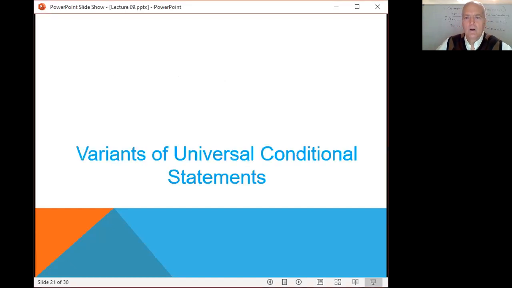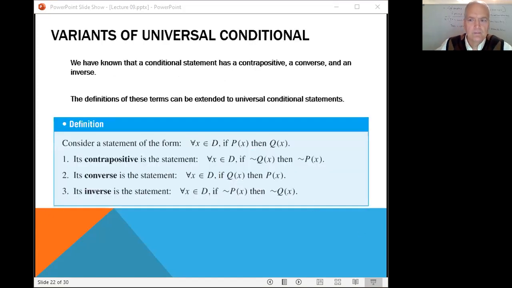Okay, let's look at our usual suspects in terms of the variants of universal conditional statements: the contrapositive, the converse, and the inverse. So we've gone over these in chapter 2, and we'll go over them again here. They're going to be intuitively obvious. So again, we have conditional statements that have a contrapositive, a converse, and an inverse. And those definitions can be extended to universal conditional statements.